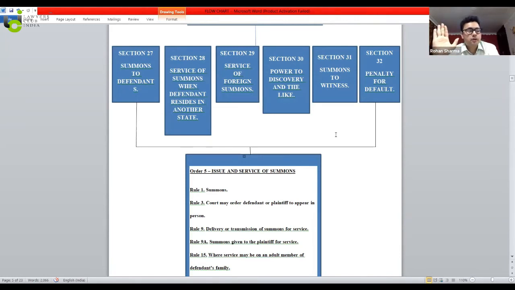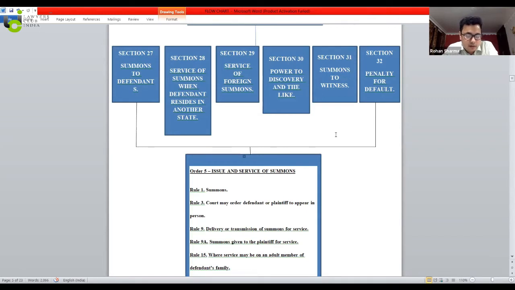How foreign summons are to be served is delineated in section 29. Section 30 specifically talks about a situation wherein some facts have to be discovered or some interrogatories are filed to which the courts need an answer. So in what format and in what circumstances those summons can be issued is what section 30 talks about. I'll just give you an example to clarify this section.